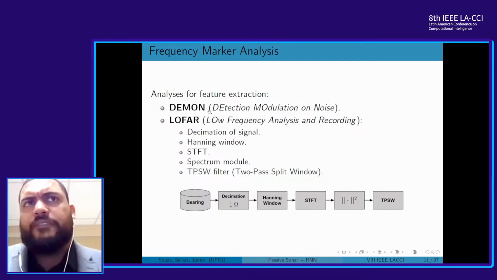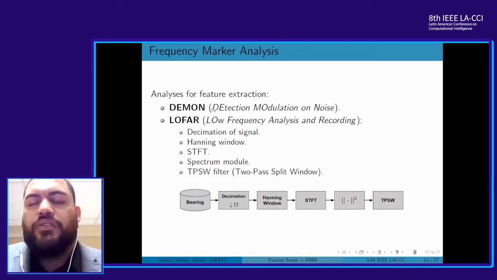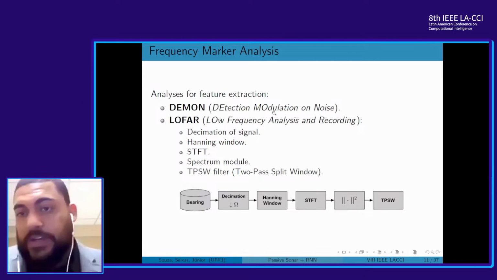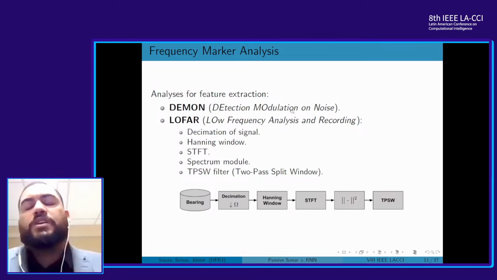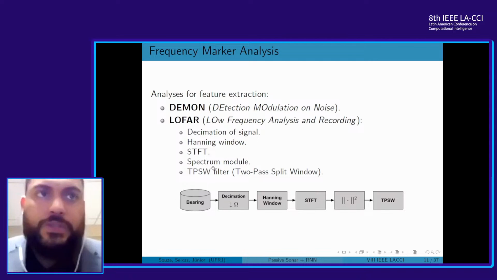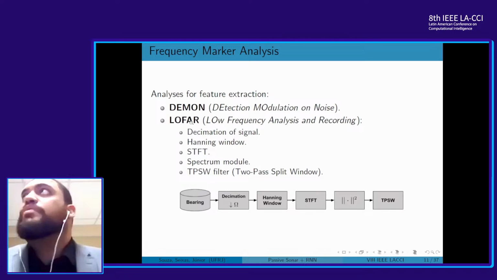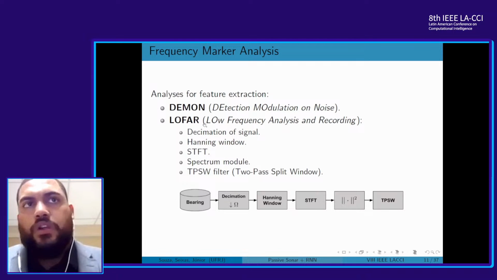Okay, so what are this DEMON and LOFAR analysis that I presented in the previous slides? DEMON is an analysis that tries to estimate some information about a given target that we are listening to. So this analysis is trying to estimate the number of shaft speeds that we have in the ship, and LOFAR analysis is a more broadband analysis that tries to estimate some characteristics, noises, and tones that we have on these ships. So I will deep dive on LOFAR analysis, so probably we should take a little bit more care about it.